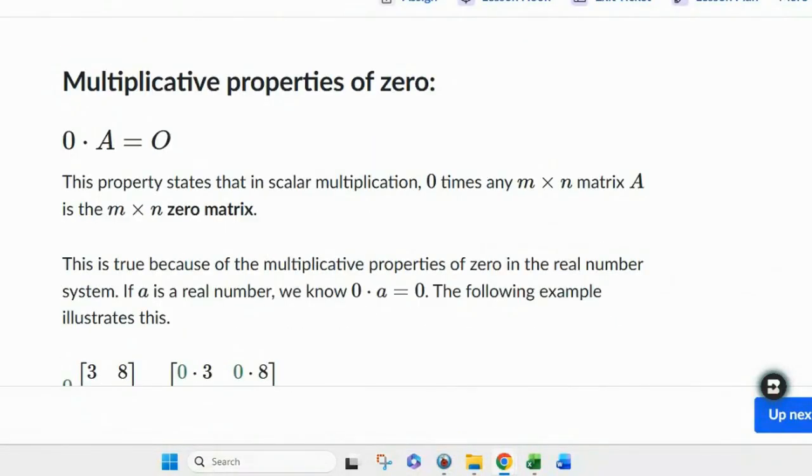Multiplicative property of 0. When you multiply by 0, you get a 0. So 0 times a matrix gives you the 0 matrix.